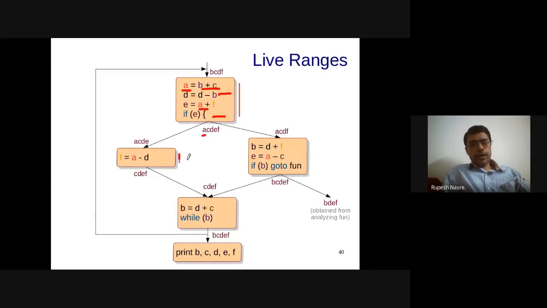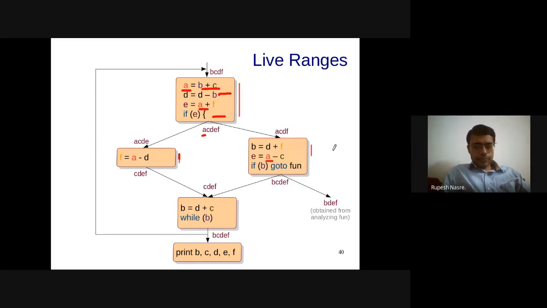And so on. So we can have all this information computed for different variables. So I have computed it for A here. So A is live up to the reading of A here. Beyond that, as soon as the definition to E happens, the A stops being live. Okay.